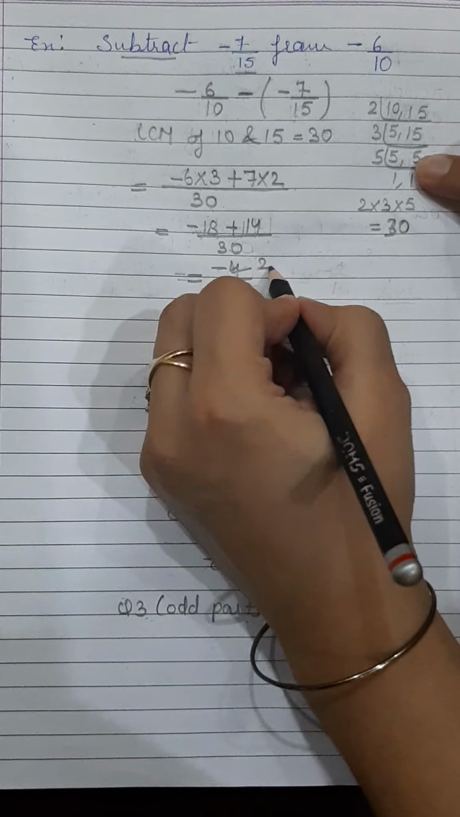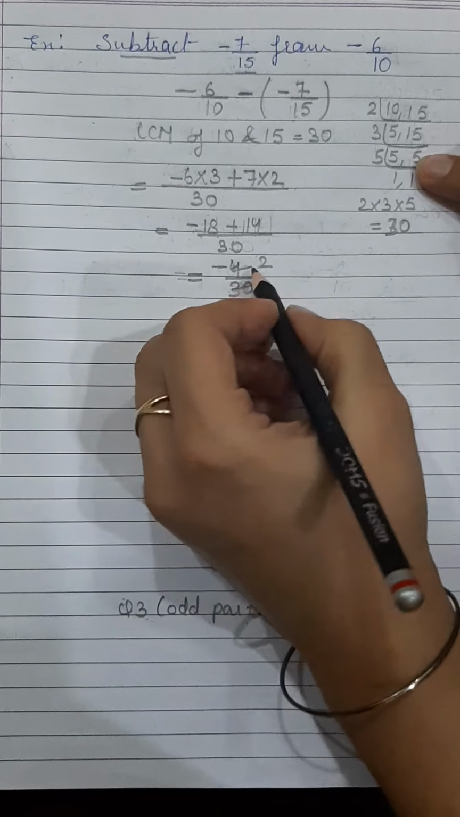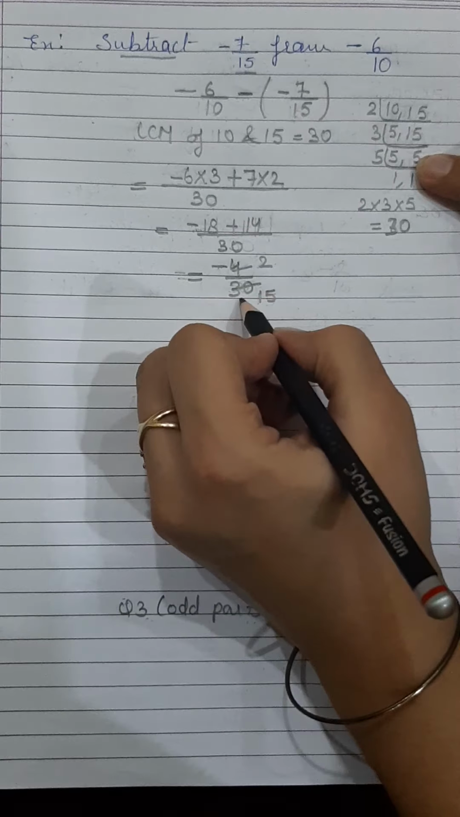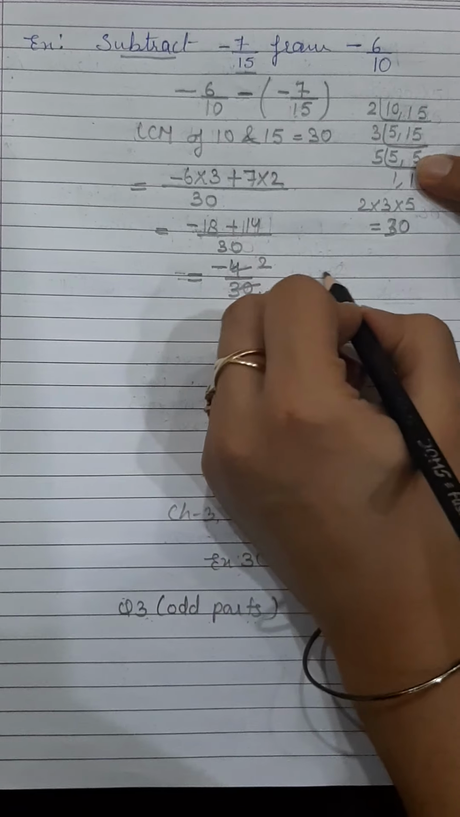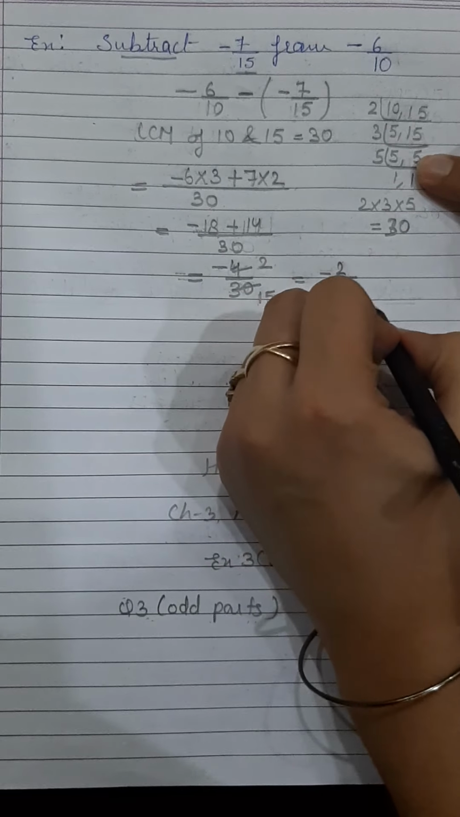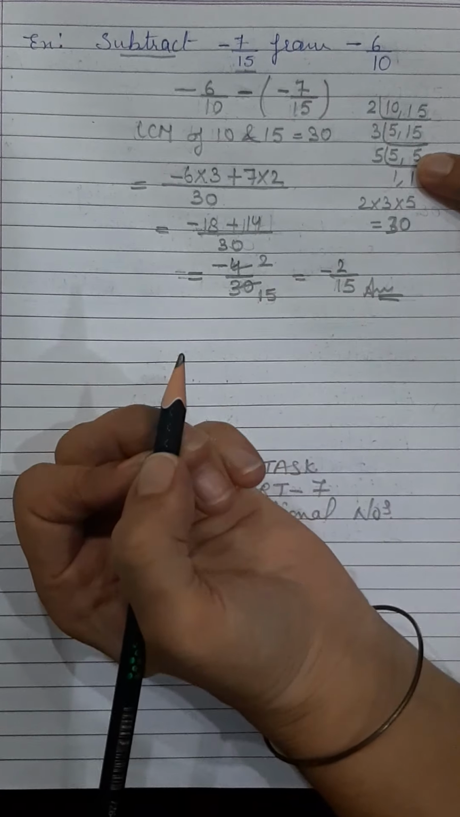Now convert into simplest form. 2 2s are 4 and 2 1s are 2, 2 5s are 10. So minus 2 by 15 will be the answer.